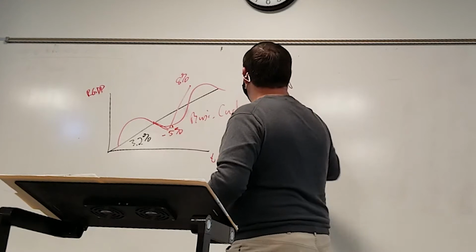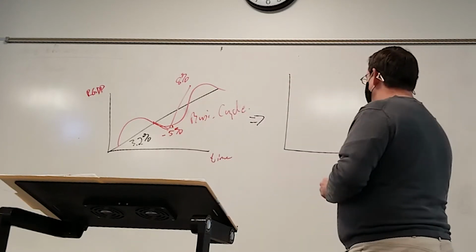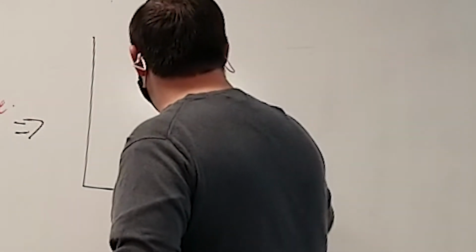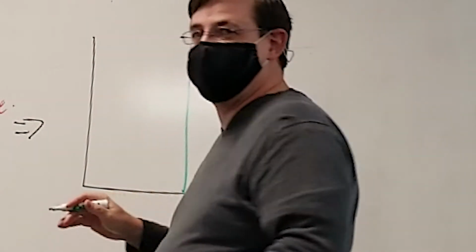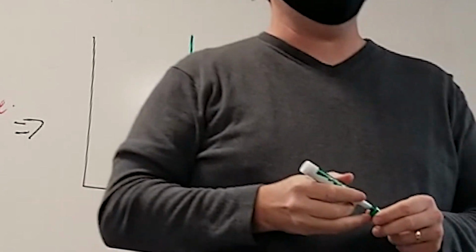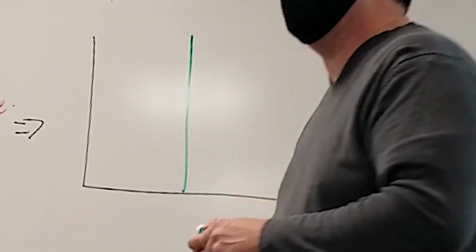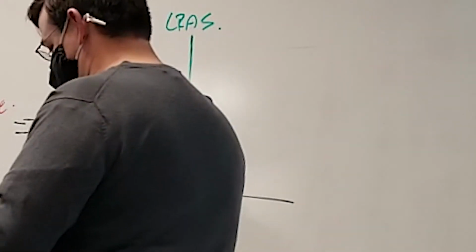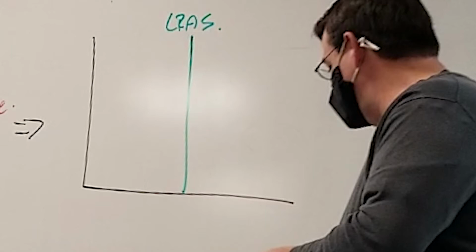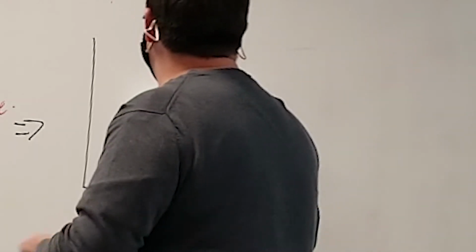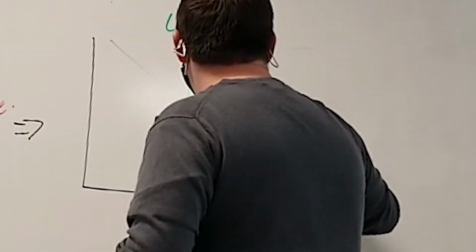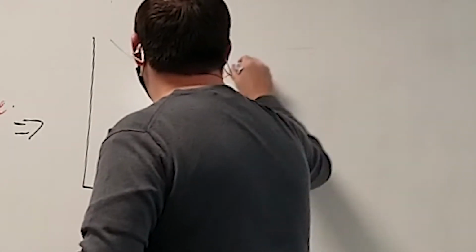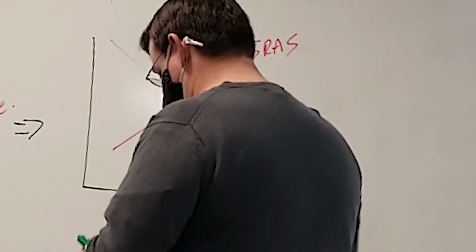So we can move this over to a model that talks about the whole economy. The whole economy has a supply curve of stuff. We're going to call that our long-run aggregate supply curve. This is going to be our long-run aggregate supply curve, and to that we're going to add an aggregate demand curve and a short-run aggregate supply curve.